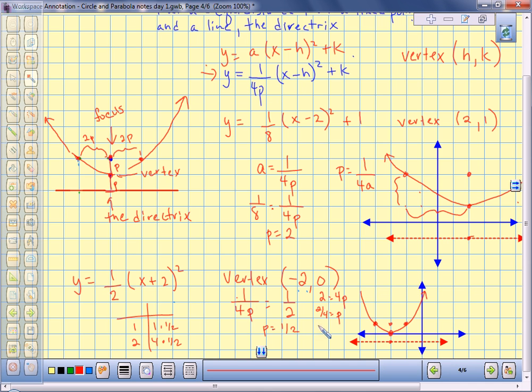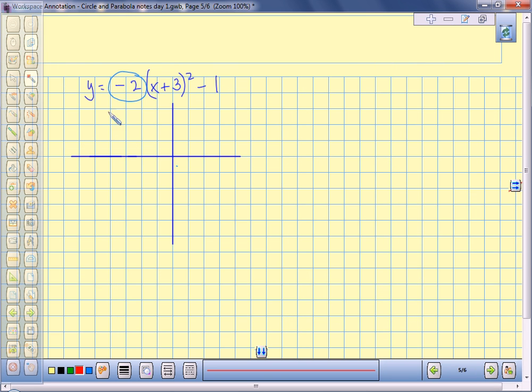Okay. Here's the last one we're going to do today. Y equals -2 times (x plus 3) squared minus 1. Where's our vertex? -3, -1. How is this one going to open, guys, up or down? Down. So I know my focus is going to be below this point, and my directrix is above. So we say -2 equals 1/4P. If you want to cross multiply and solve, you get -8P equals 1, so P equals -1/8.